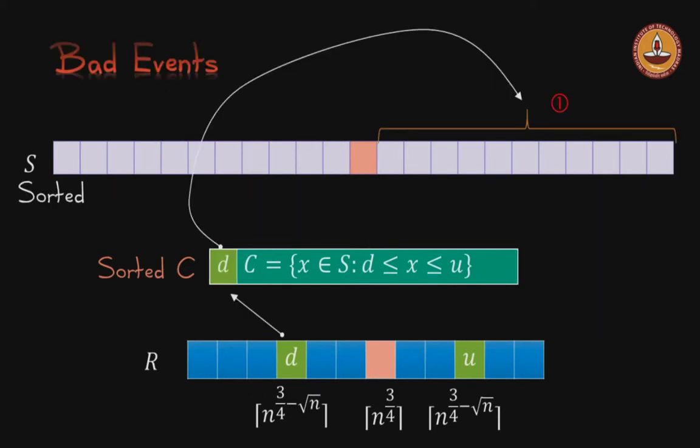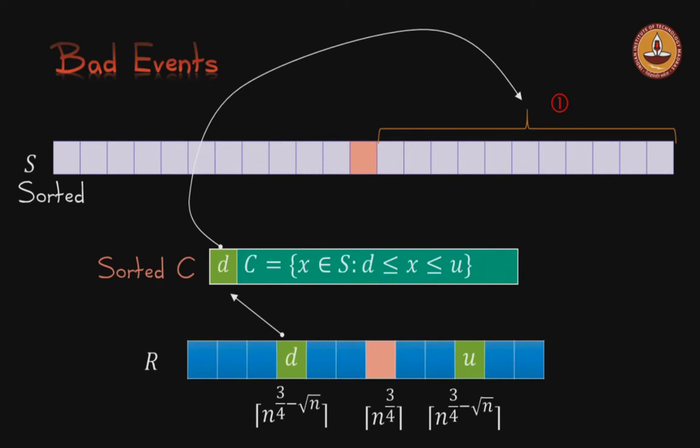So, what is the bad event? The good event was that D falls on the left side, the bad event is that D falls on the right side. That is one bad event. I am going to call that bad event number 1. I am going to denote that by a 1 enclosed within a circle.